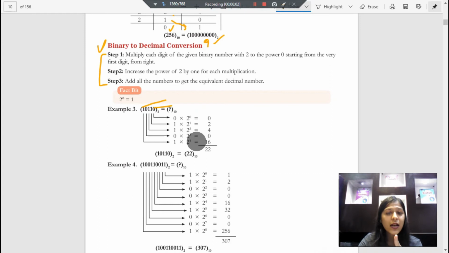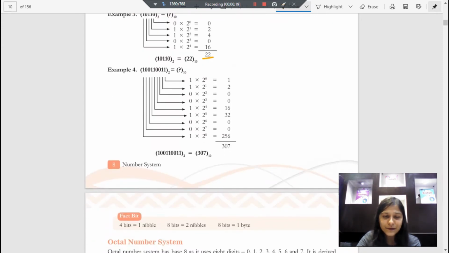Okay children. Now 2 to the power 4 is 16. 16 multiplied by 1, that is 16. Now we will add all these numbers and we will have our required decimal number. And isn't it so easy, children? Now we'll take a big number, but I'm sure now you've got the hang of it and it will become just second nature. It will be very easy for you as well.